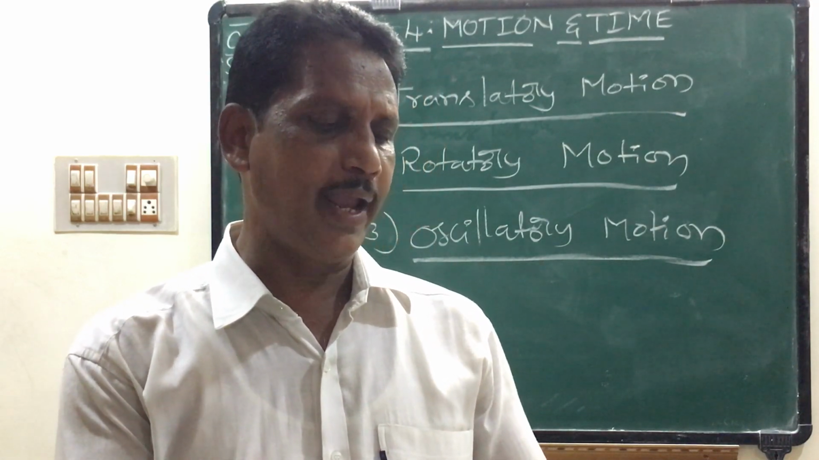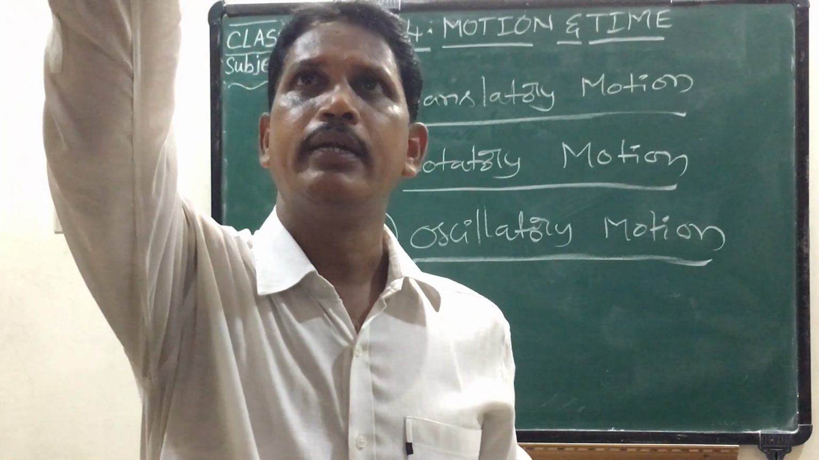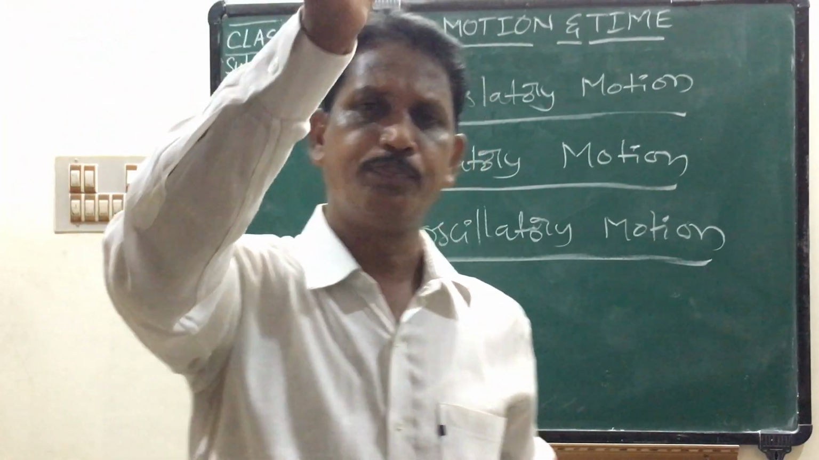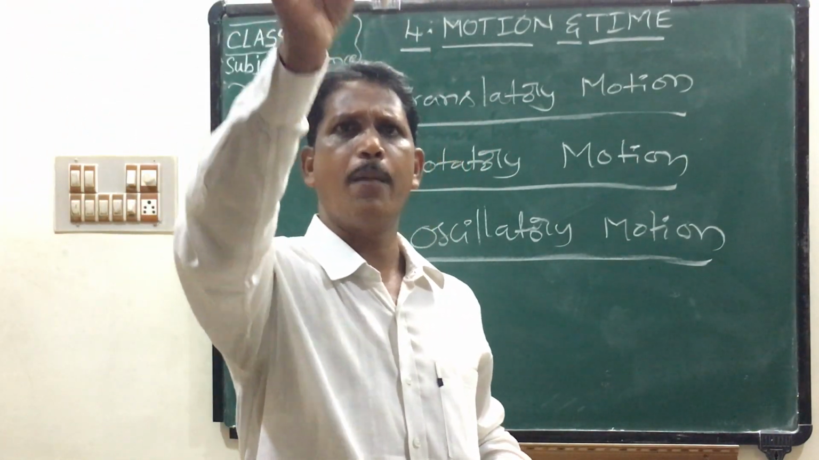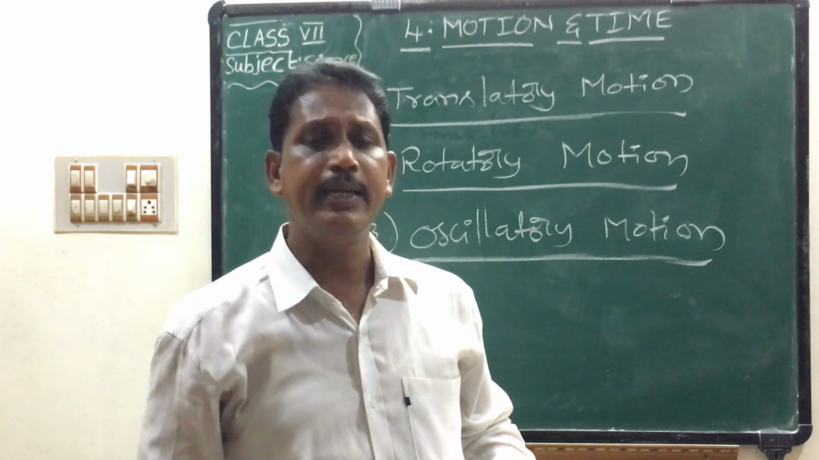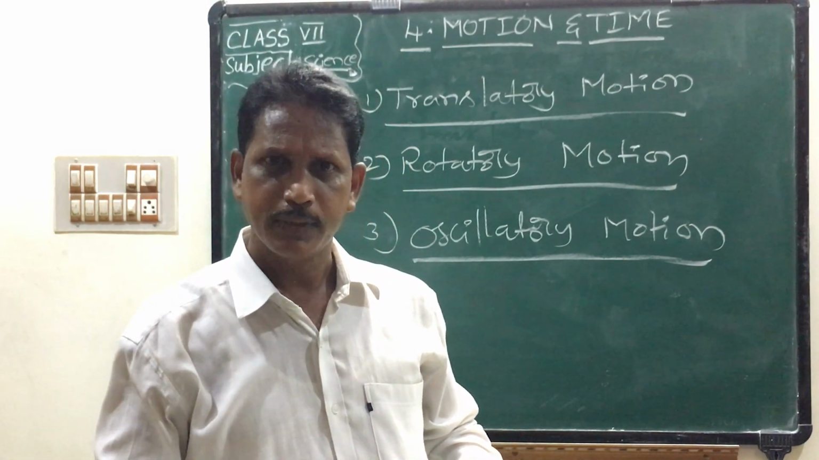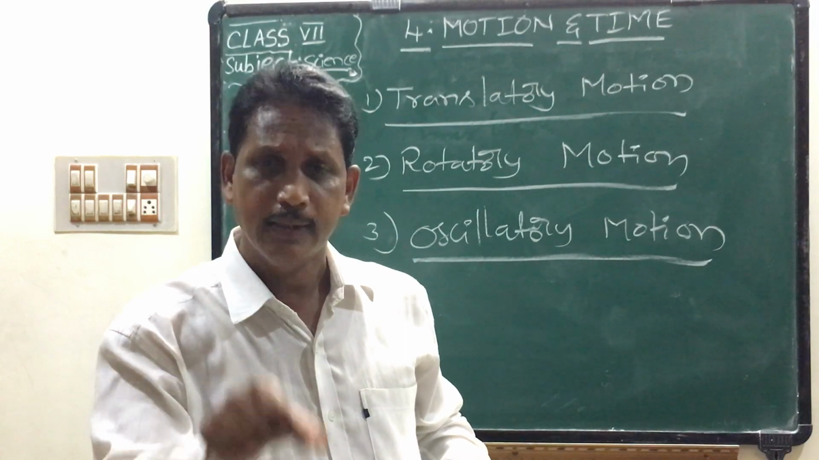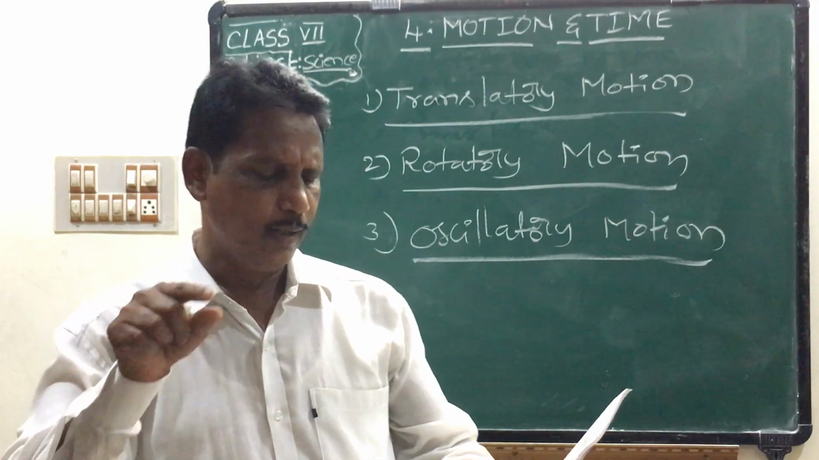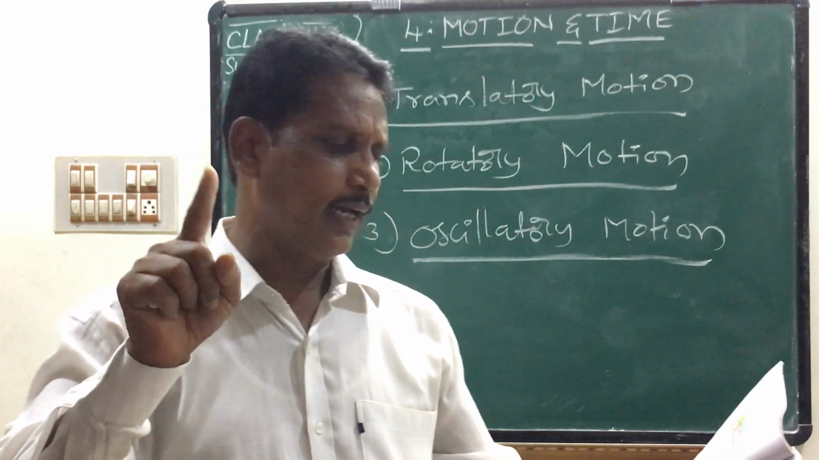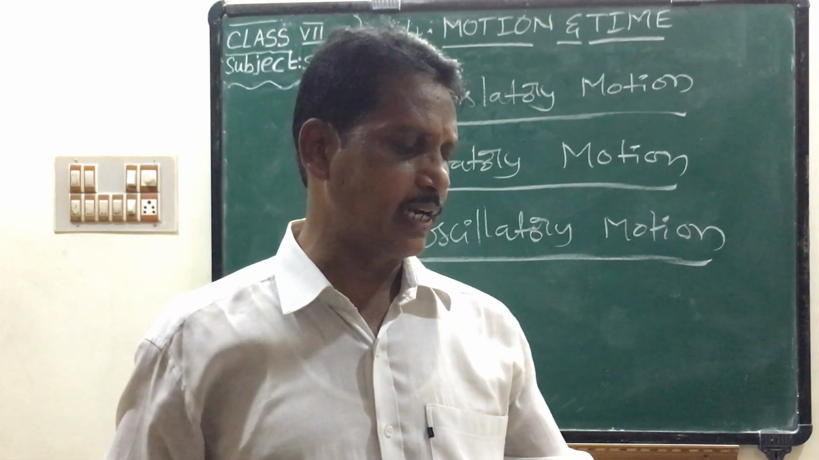Stone dropped from a height. Is it a straight line or a curved line? So the stone is in straight line motion. So mark a tick on the straight line.